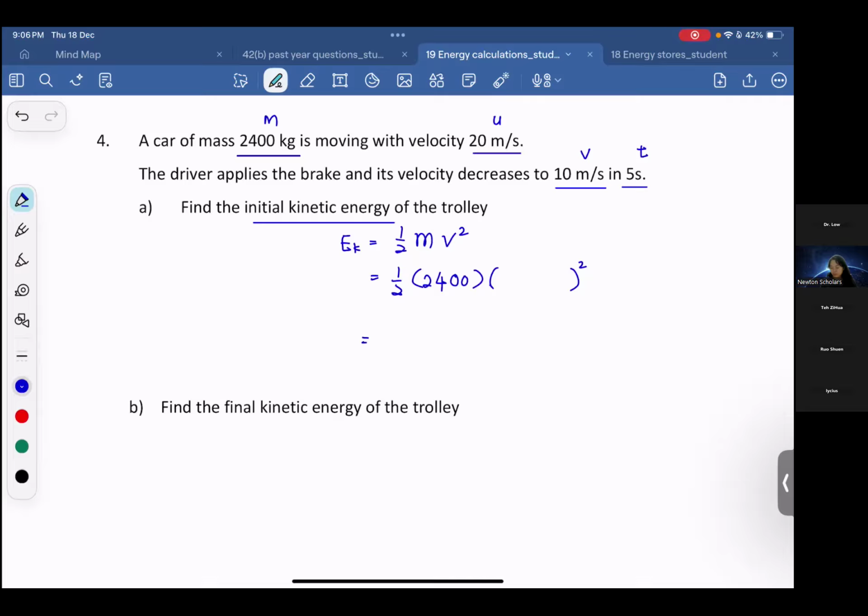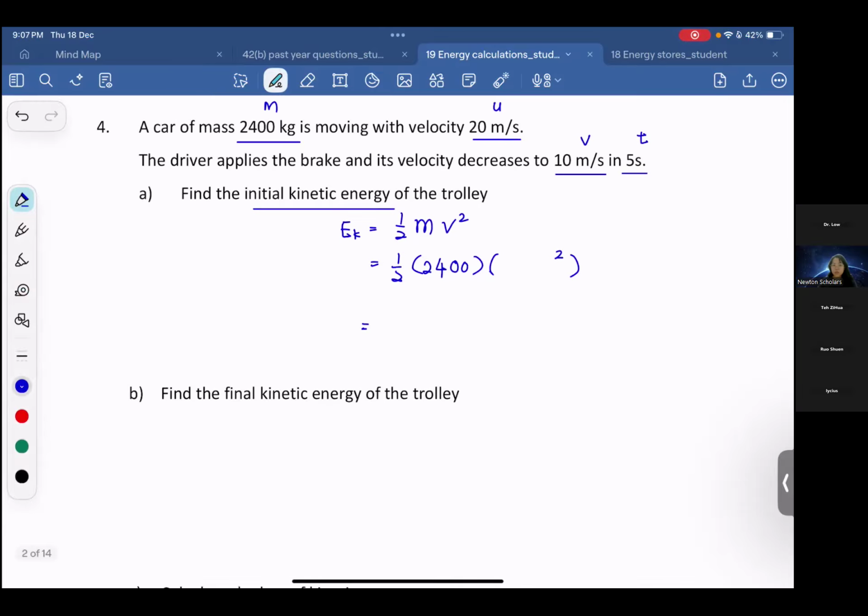What is the answer you get? Initial, that means that's starting. So your velocity also needs to take the starting velocity. So I should use 20 instead of 10, I should use 20, starting velocity. So if you do everything correctly, 480,000 joule. Okay, next I want you to calculate the final kinetic energy.